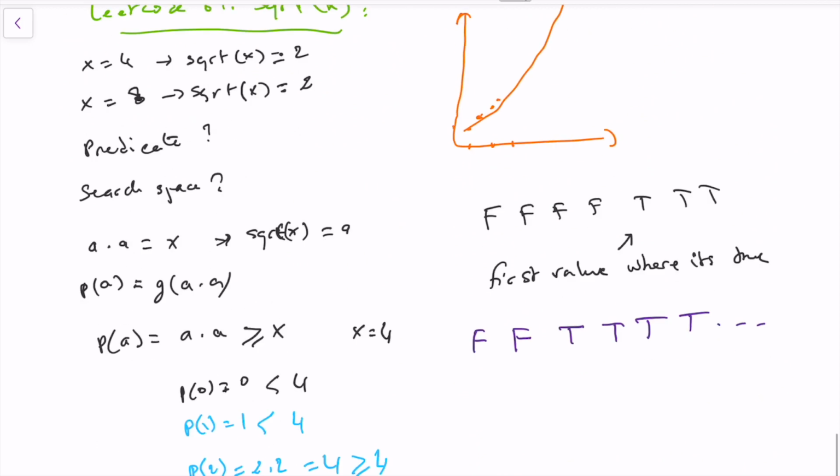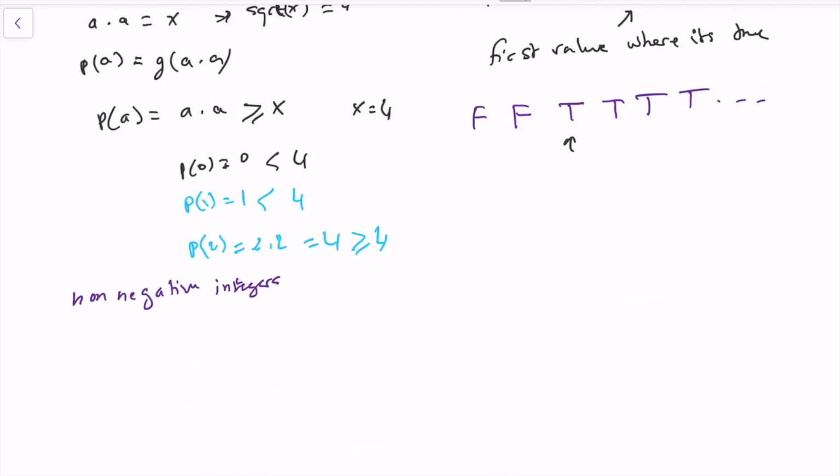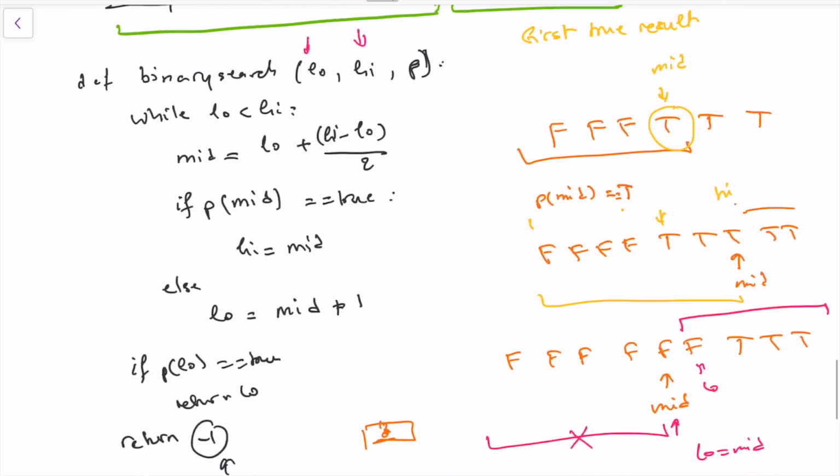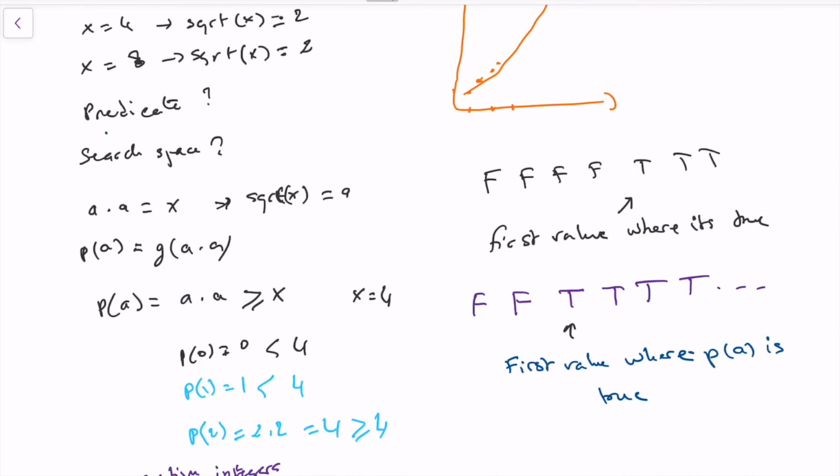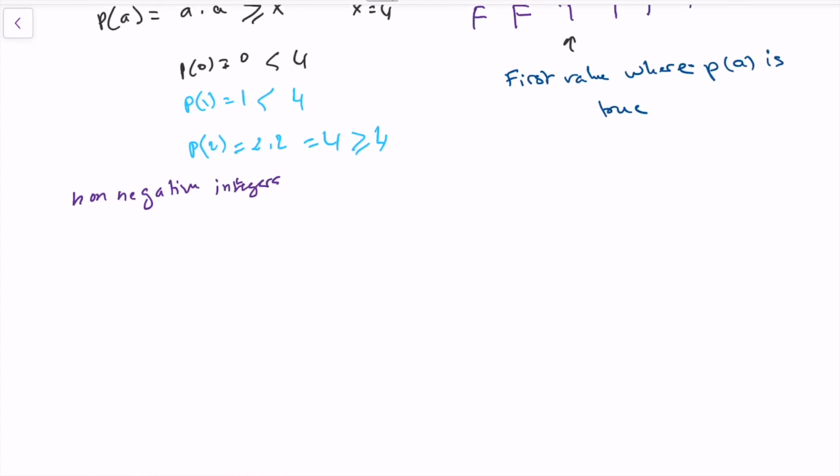And so what we are looking for essentially is the first value where P of a is true, right? And that's exactly what we did with this template of binary search, and so we can just apply it. The only thing left to do, so we know the predicate now. Now we need to find our search space. What is the search space?